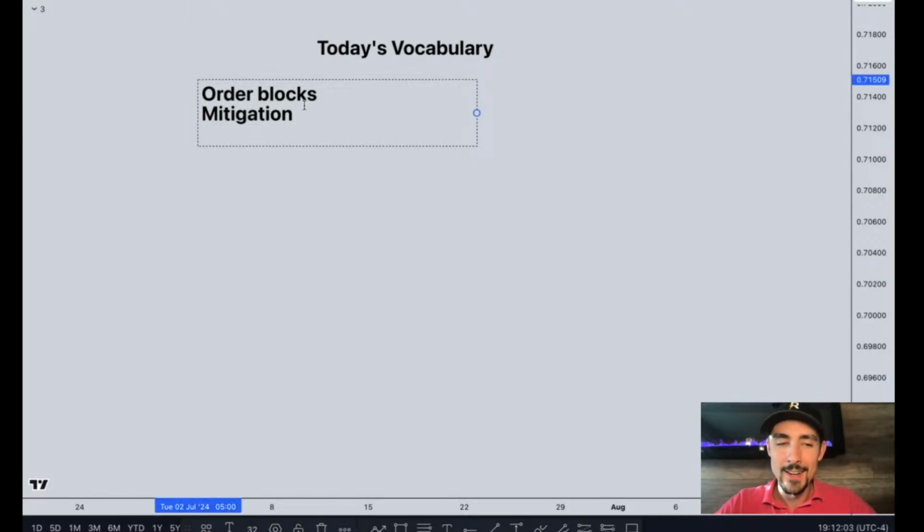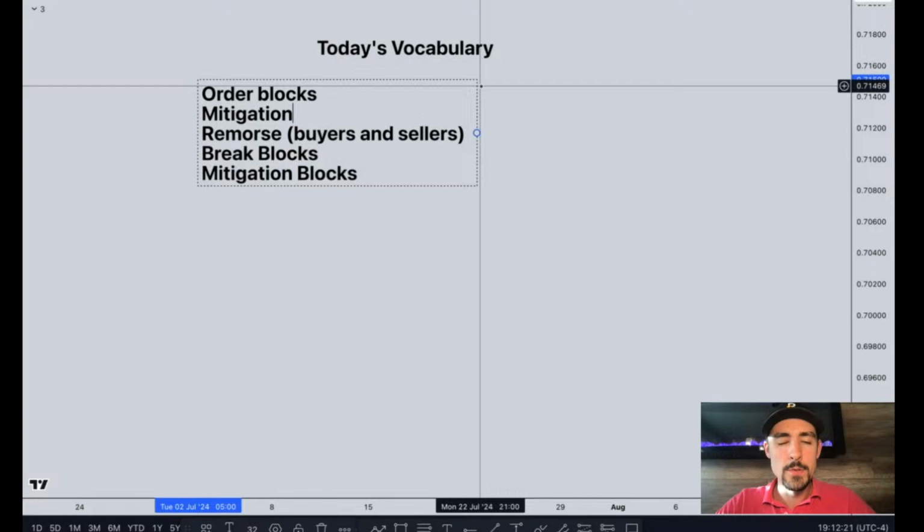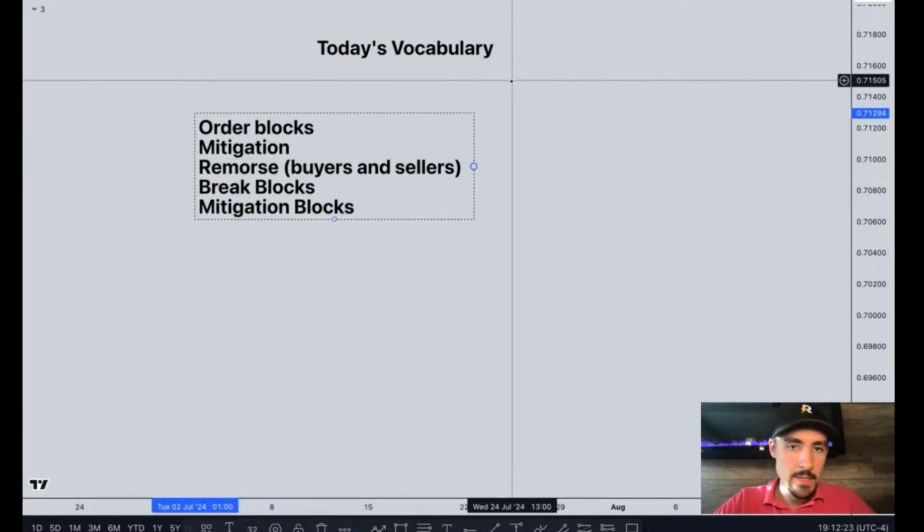It's pretty cool. Okay, we're also going to be talking about remorse. So buyers and sellers remorse. We're going to be talking about this, breaker blocks, and then mitigation blocks. Okay, so these are all different terms that we're going to be referring to throughout the session. So just write these down. We're going to come back to these.